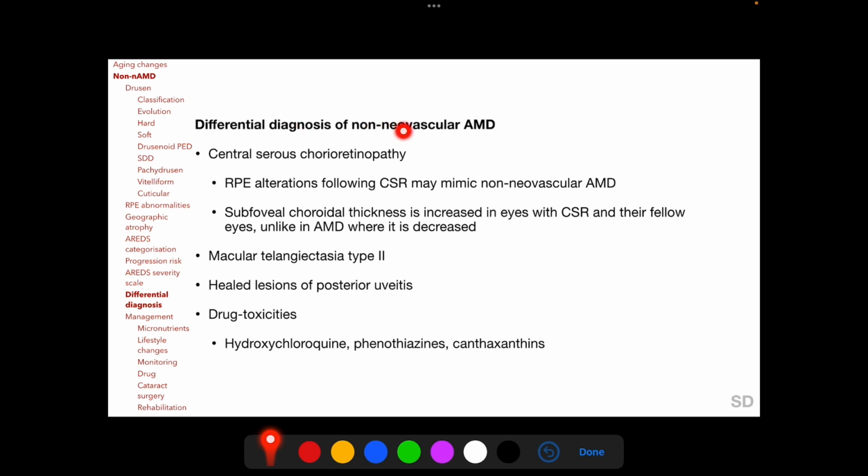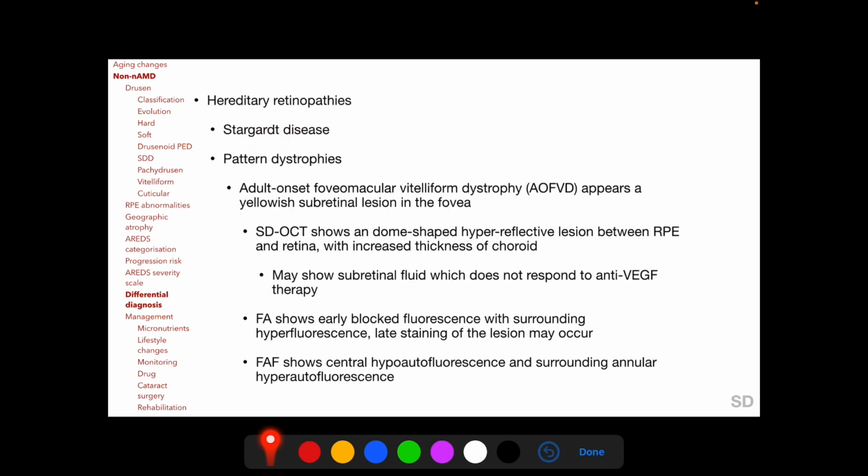Differential diagnosis of non-neovascular AMD includes central serous chorioretinopathy, and RPE alterations following an episode of central serous chorioretinopathy may mimic non-neovascular AMD, and subfoveal choroidal thickness is typically increased in eyes with CSR and their fellow eyes, unlike in AMD where the subfoveal choroidal thickness is decreased. Other entities which come in the differential diagnosis of non-neovascular AMD include macular telangiectasia type 2, healed lesions of posterior uveitis, drug toxicities such as those from hydroxychloroquine, phenothiazines and canthaxanthine, and hereditary retinopathies such as Stargardt's disease and pattern dystrophies.